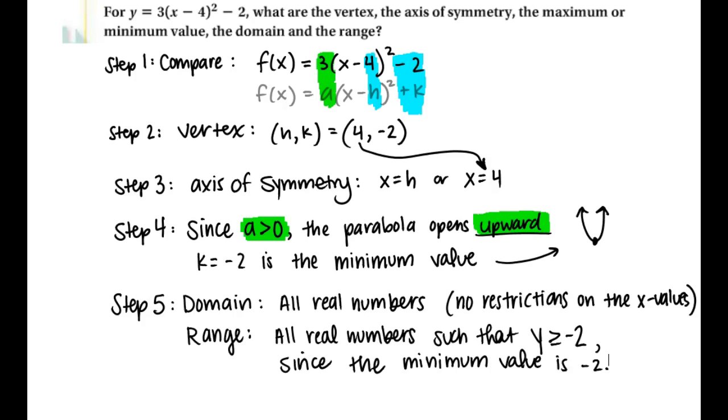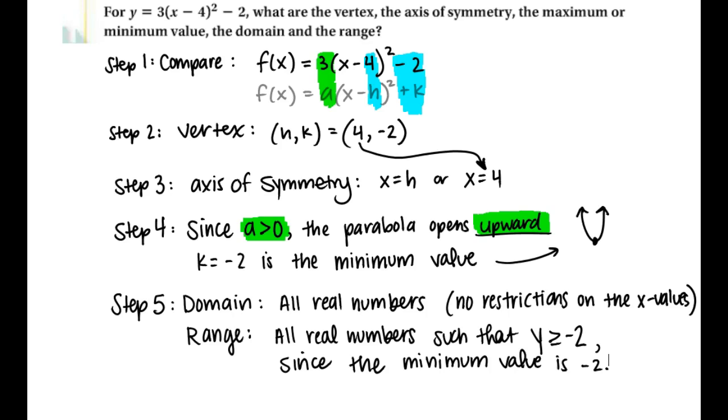For our domain and range, remember domain are the x values and range are the y values. The domain of a parabola is always all reals, unless there are certain restrictions, but typically there are no restrictions. So that's why the domain of this parabola is all reals. For the range, there are restrictions because since the negative 2 is the minimum value, that means there are no other numbers below negative 2. So you want to write for range all real numbers such that y is greater than or equal to negative 2.